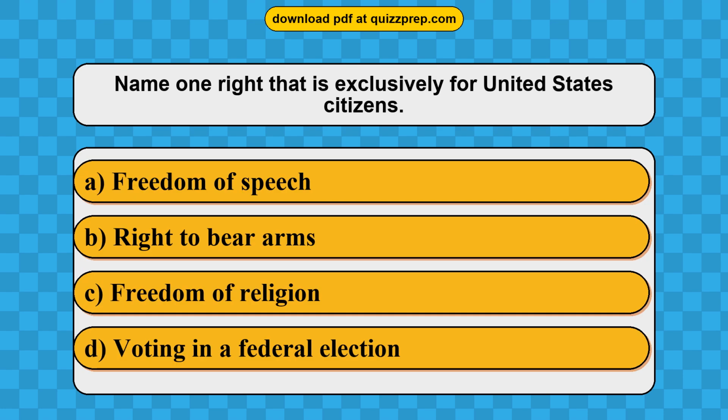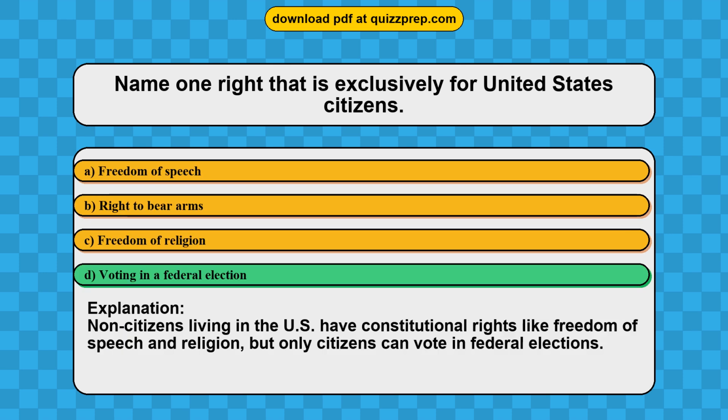Question 8. Name one right that is exclusively for United States citizens. Option A. Freedom of speech. Option B. Right to bear arms. Option C. Freedom of religion. Option D. Voting in a federal election. The correct answer is option D. Voting in a federal election. Non-citizens living in the U.S. have constitutional rights like freedom of speech and religion, but only citizens can vote in federal elections.